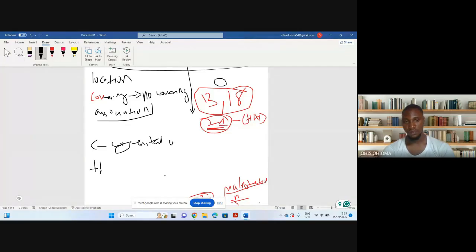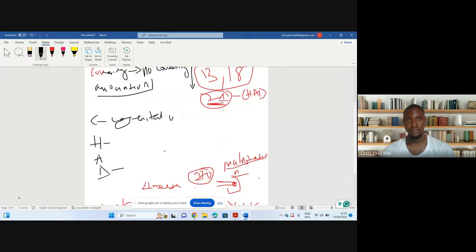Let's start with the D. The D is diaphragmatic hernia. The H is hypothyroidism, congenital hypothyroidism. Right? The A is annular pancreas. Very, very high yield, annular pancreas.